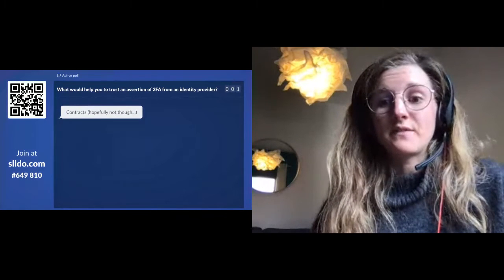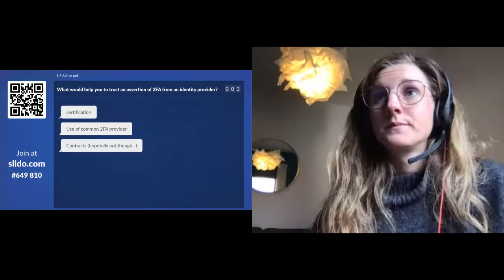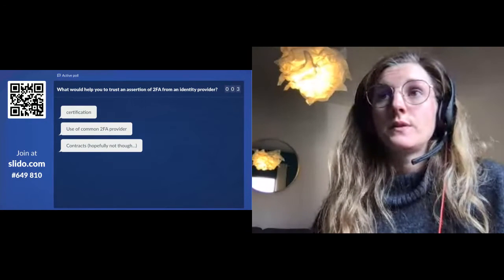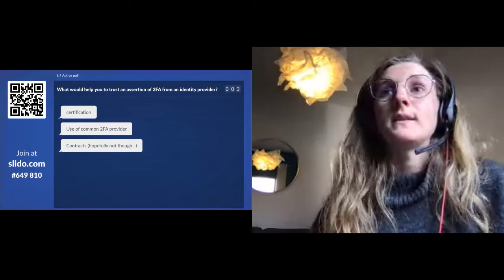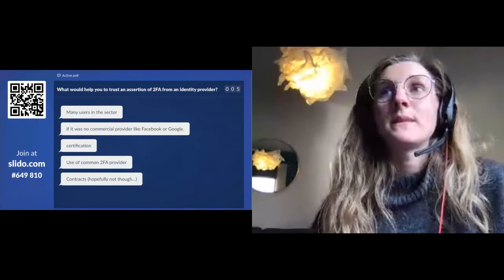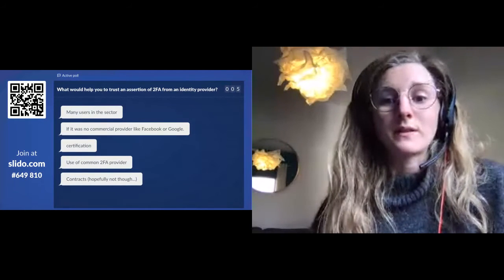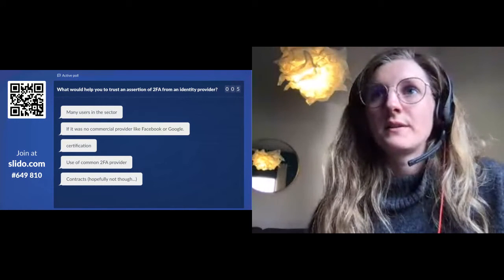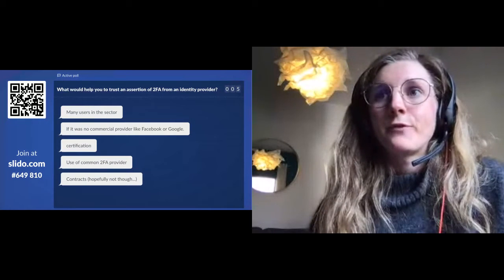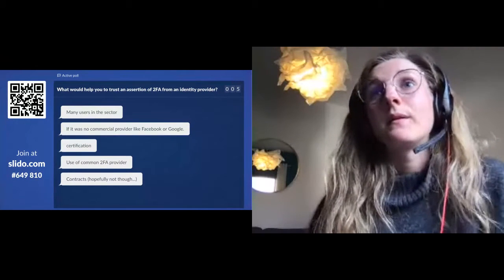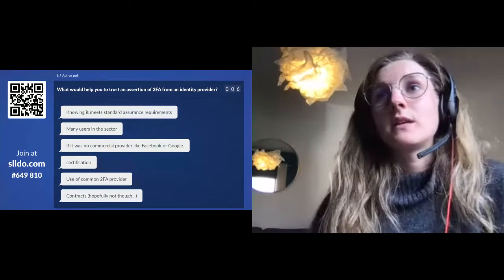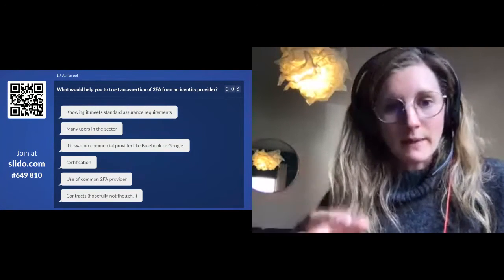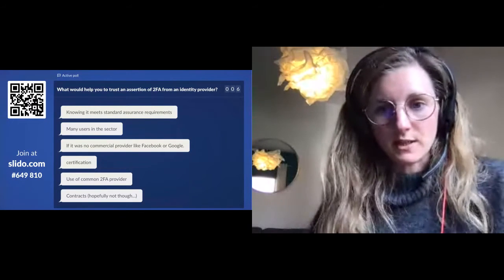So if anybody does have some certification, use of a common second factor authentication provider, interesting. Yeah, I could imagine a nice future where there is some available second factor authentication token provisioner for everyone. Okay, again, if it's not a commercial provider like Facebook or Google, but maybe something that's trusted by our community, that's part of the research and education space.